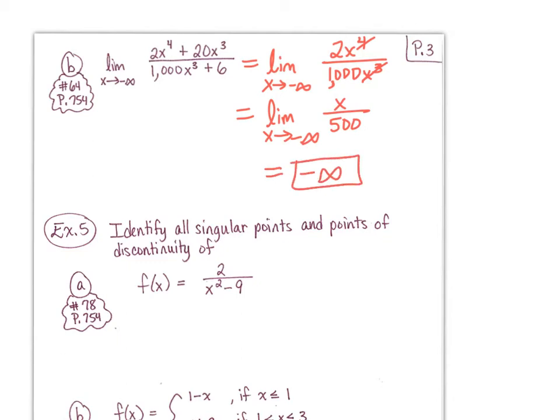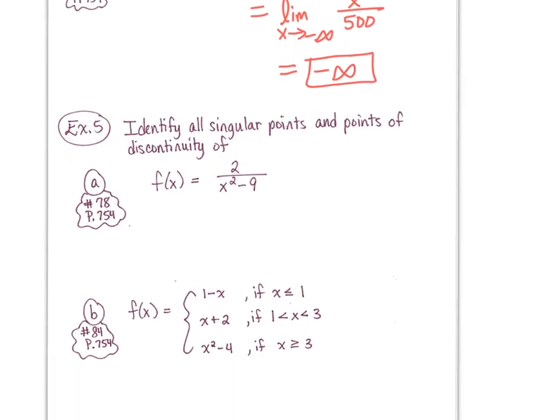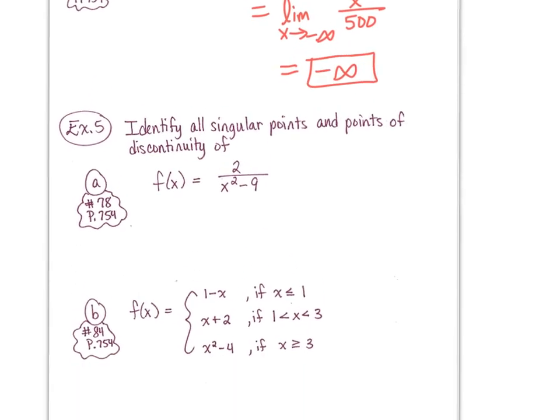Okay? Great. So our last example for this section with limits from the algebraic viewpoint, we want to identify all singular points and points of discontinuity of the functions given. First, the function we're considering is f of x equals 2 divided by x squared minus 9.